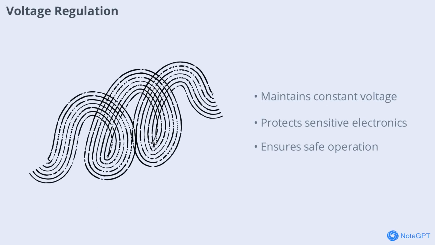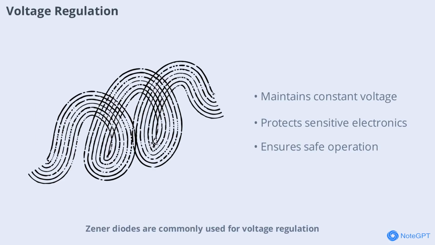Zener diodes are commonly used for voltage regulation. They maintain a constant output voltage even when the input voltage fluctuates. This is crucial for sensitive electronics that require stable power. Voltage regulation ensures that devices operate safely and efficiently, preventing damage from voltage variations.